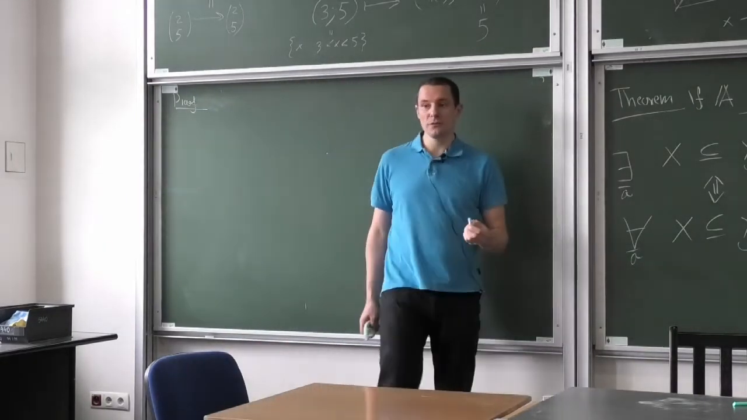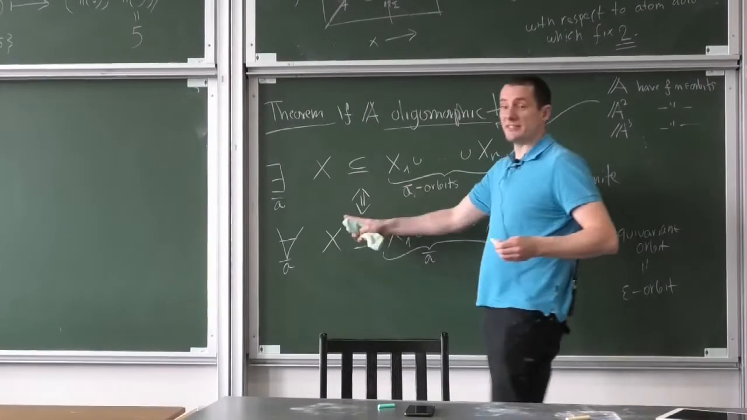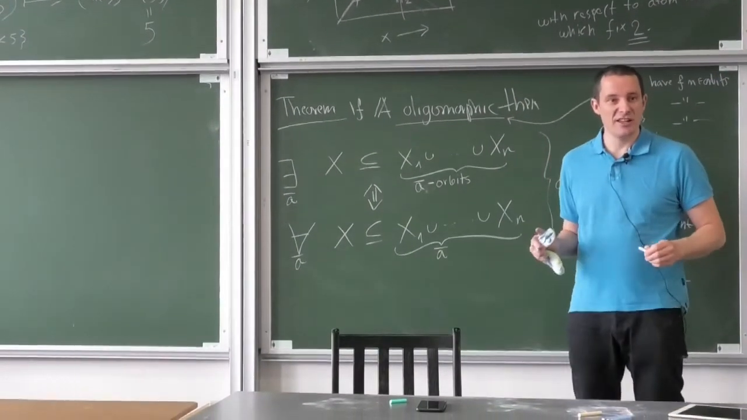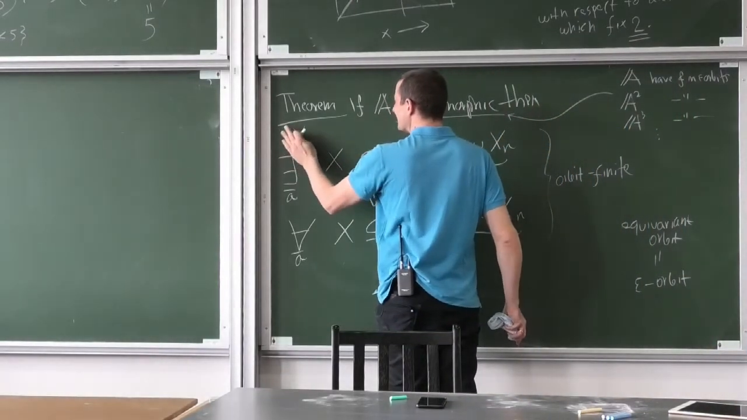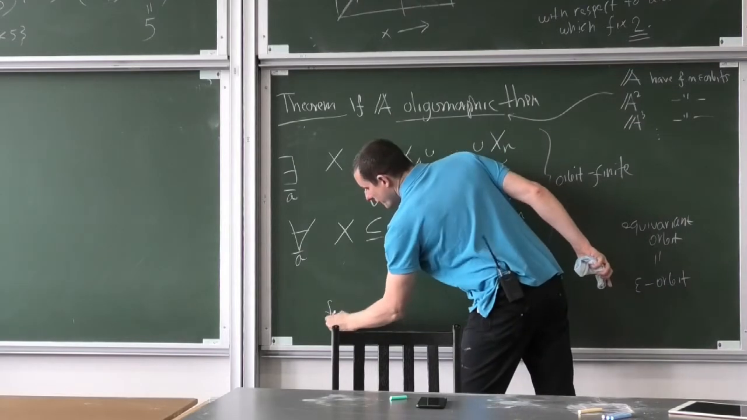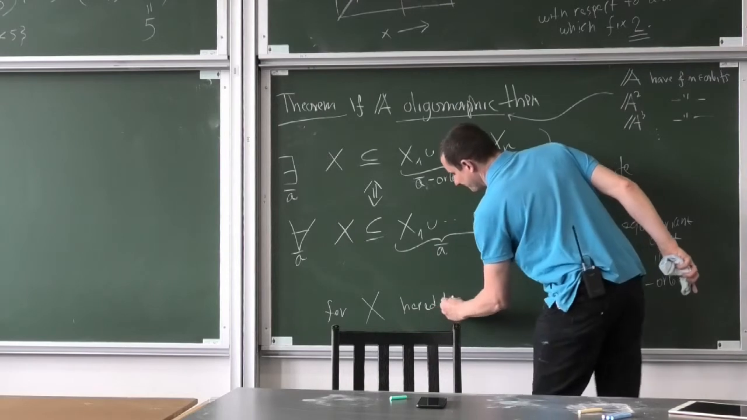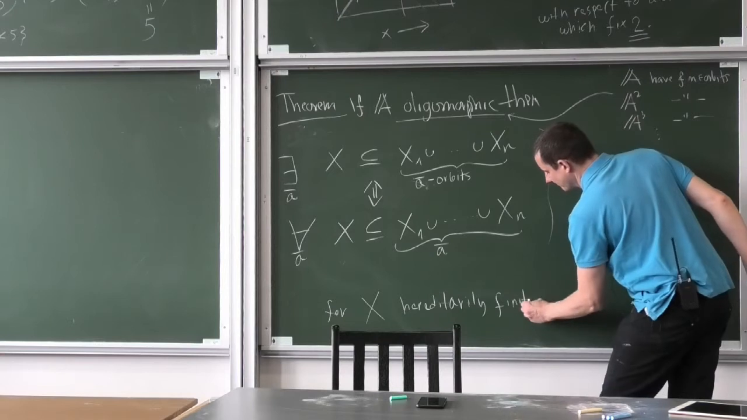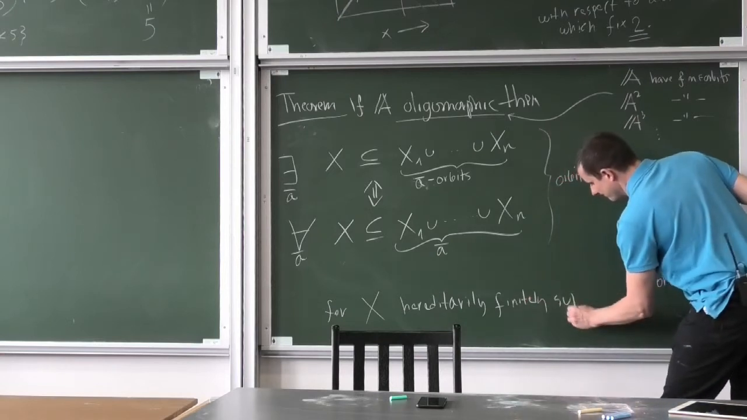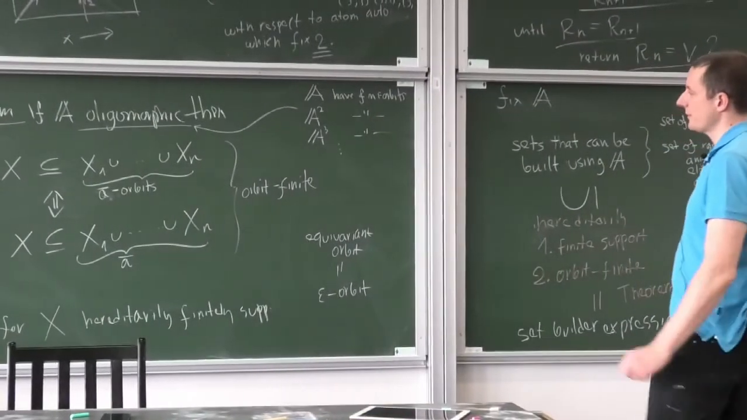So let's start with subsets. For which x's? I should say, for which x's are we allowed to say this? I'm going to say x, here, for x's that are hereditarily finitely supported. Okay, just forget about it.